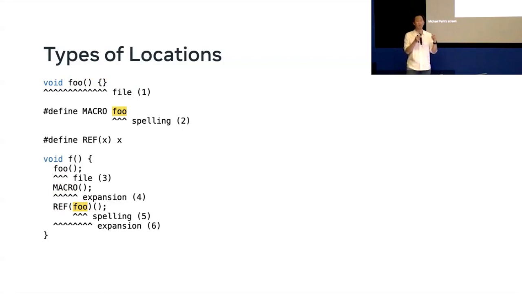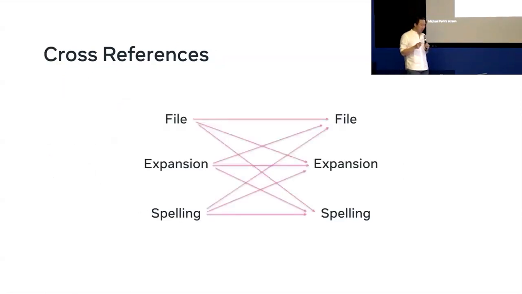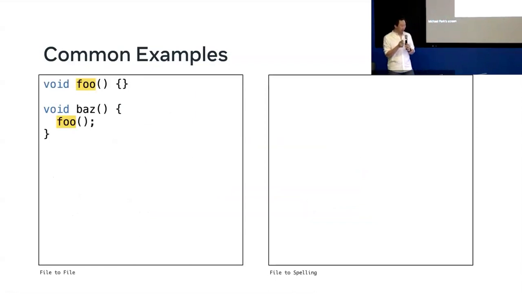These are locations where it doesn't really exist because it's going to get pasted somewhere, but it's physically where it's spelt, and so it's called a spelling location. Macro arguments fall into that category because they get passed into the macro and then pasted somewhere, right? So effectively what we need to capture is references between these 3 locations to each other. File can point to file, and every way in between. Let's see some examples of that.